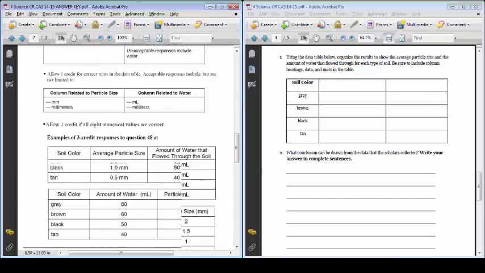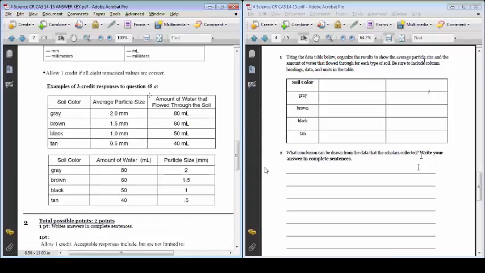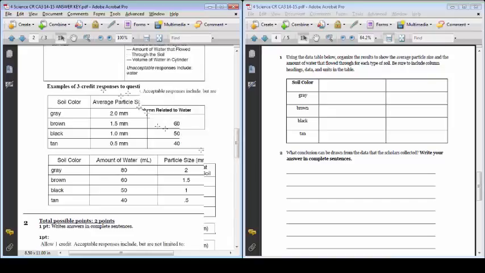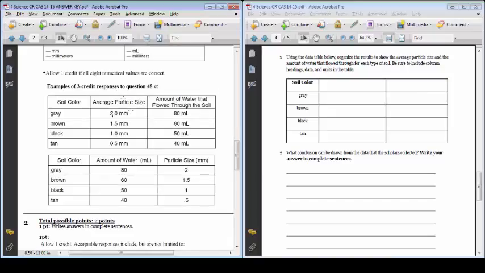I'm going to show you the 3 credit responses down here. These are perfect responses to number 1. You'll see that they can either write average particle size or particle size. They can include the units in the table, or they can include the units as part of the heading, but they must include them somewhere. So that will be a total of 3 points: 1 for the heading, all the numbers being correct, and the third is for the units.